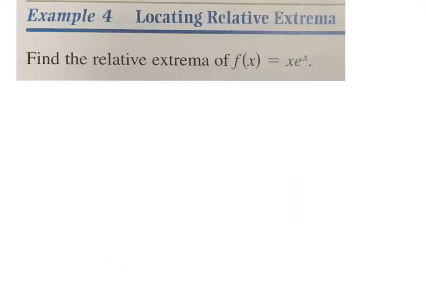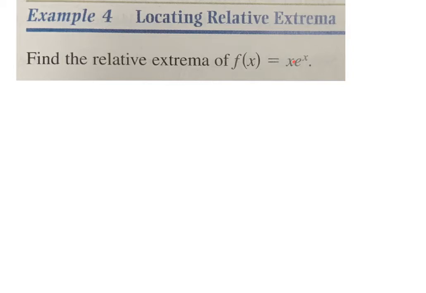Relative extreme just means finding a max or min, right? Relative extremes happen at critical numbers. Critical numbers happen where my first derivative is 0, okay? So I need to take the first derivative of this. Now I want to point out this is x times e to the x, which means you have to use the product rule here. Derivative of the first times the second plus the first times the derivative of the second, all right?